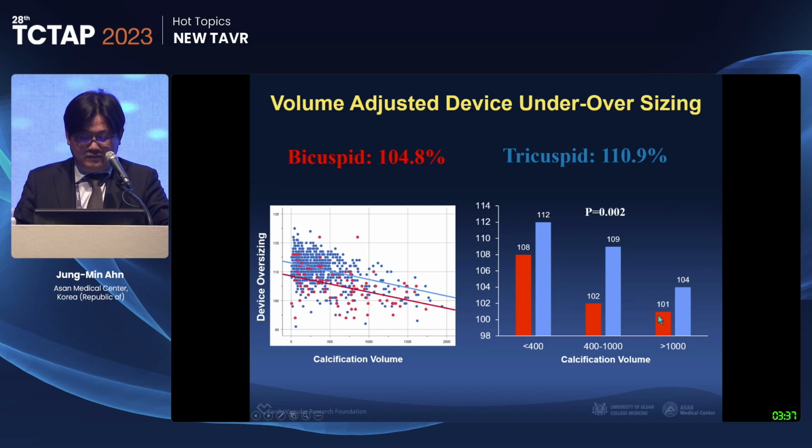For selected SAPIEN 3, only 100%. With a moderate amount of calcium, 100, but with less severe calcification, even in bicuspid aortic valve, we apply a similar sizing selection algorithm as with the tricuspid aortic valve. Anyway, the overall sizing is smaller in bicuspid. The oversizing percentage is smaller in bicuspid aortic valve.